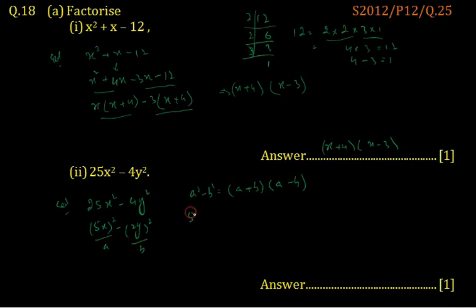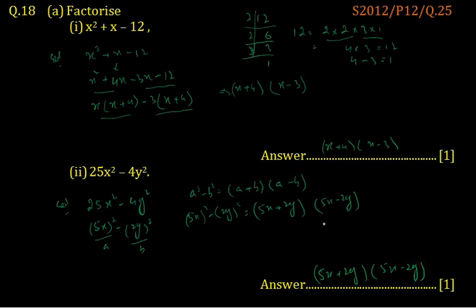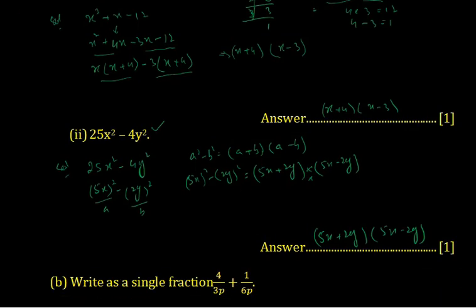So 5x whole square minus 2y whole square can be written as a plus b, 5x plus 2y, and a minus b, 5x minus 2y. So the factors become 5x plus 2y and 5x minus 2y. When the 2 terms are in the form of multiplication, they are the factors of the given expression. Now move to part B.